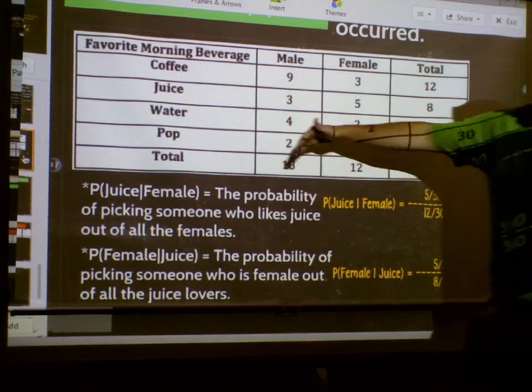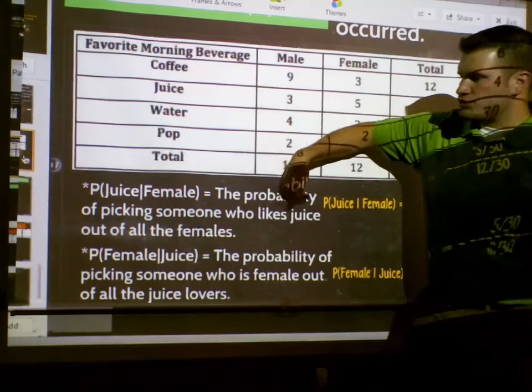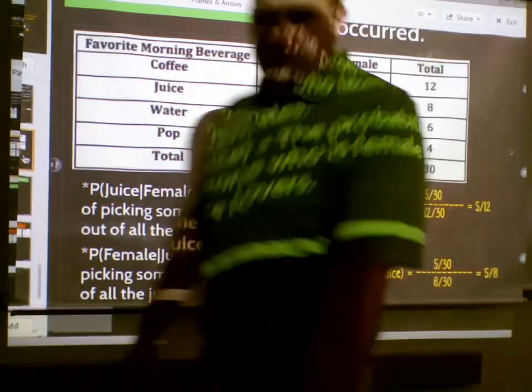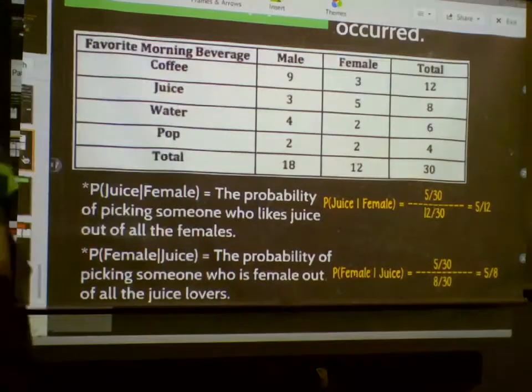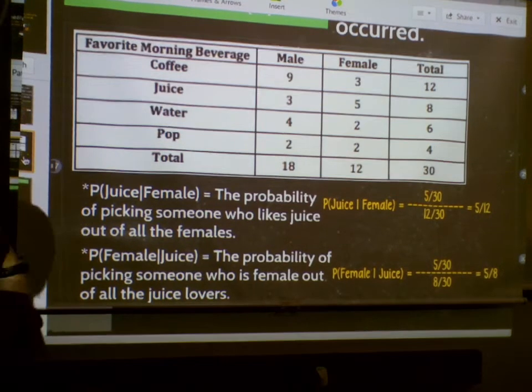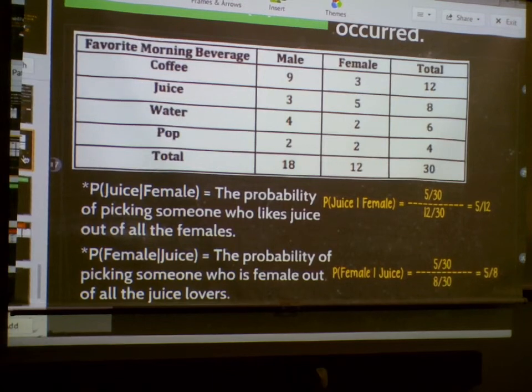The probability of picking someone who likes juice out of all the females. So your blanks go this way. The probability of picking someone who likes juice. You may need to put an S on there. Out of all the females. I put our, it should be out of, not our. Those O words can be tough. So it's 5 out of 12, the first one. We'll get to it again.